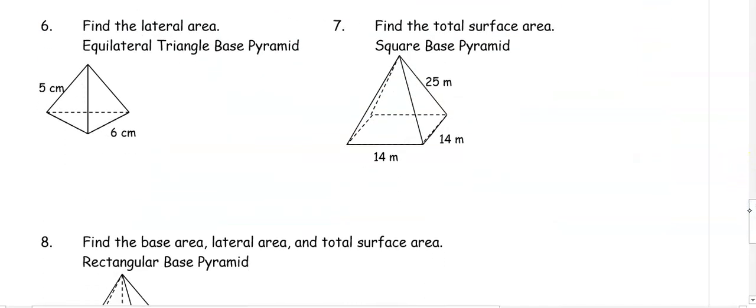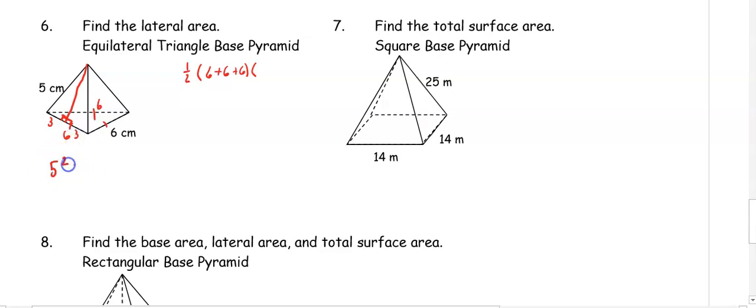In number 6, we want to find the lateral area of the equilateral triangle base prism. If it's equilateral, that means all of the sides are 6. So we would have 1/2 times the perimeter, which is 6 plus 6 plus 6, times our slant height. Now, we don't have the slant height yet because 5 is an edge height. So we're going to draw in our slant height. When we draw in the slant height, it bisects that side into 3 and 3.